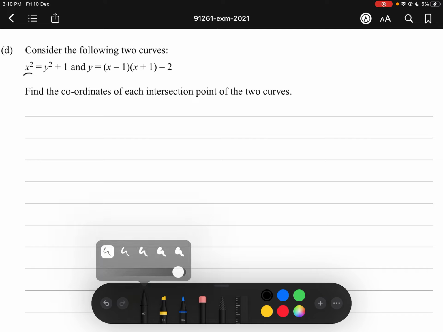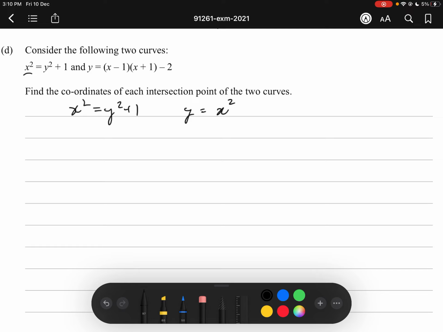Alright, for this question, we're just going to write down our two curves. So we have x squared equals y squared plus 1. On the second curve, we're going to expand the brackets. So we have y equals x squared, negative x plus x is 0, so that's just x squared minus 1 minus 2. So we have y equals x squared minus 3. In this case, we can make x squared the subject for both of the equations. So we have x squared equals y plus 3, from this equation.